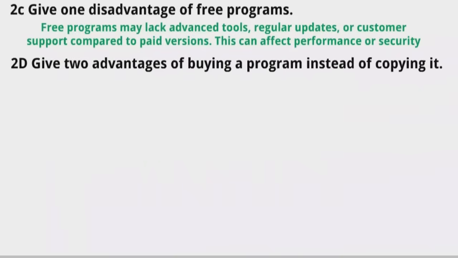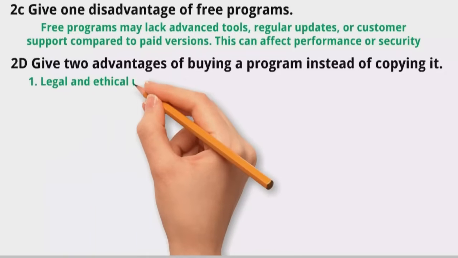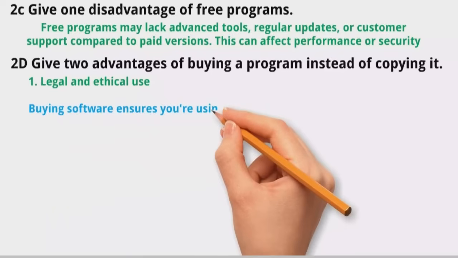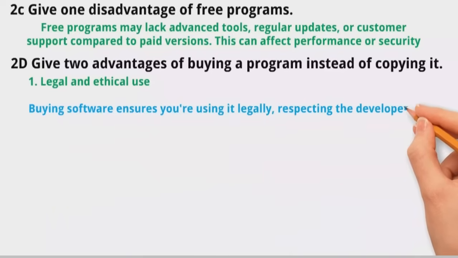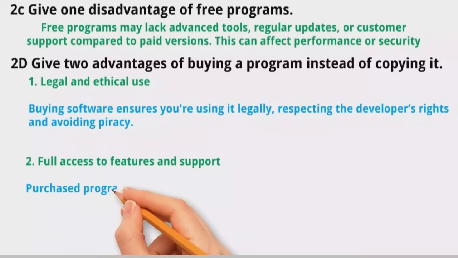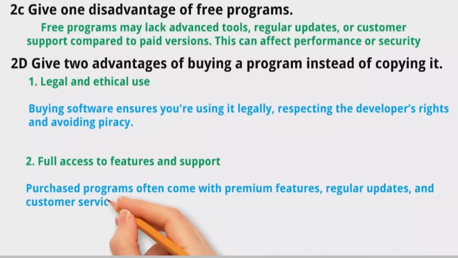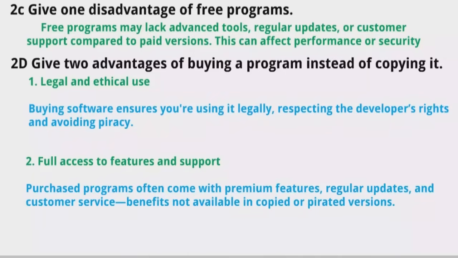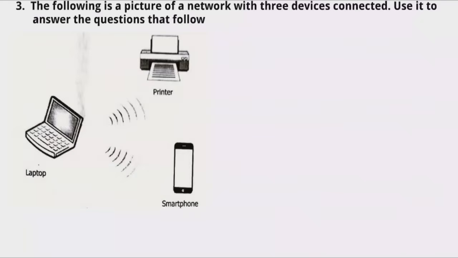Give 2 advantages of buying a program instead of copying it. 1. Legal and ethical use. Buying software ensures you're using it legally, respecting the developer's rights and avoiding piracy. 2. Full access to features and support. Purchased programs often come with premium features, regular updates, and customer service, benefits not available in copied or pirated versions. Now, let's go to question 3.